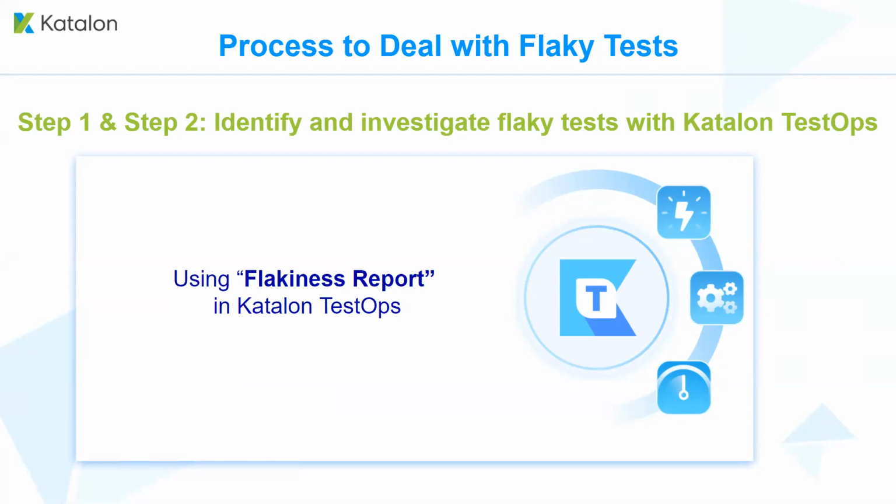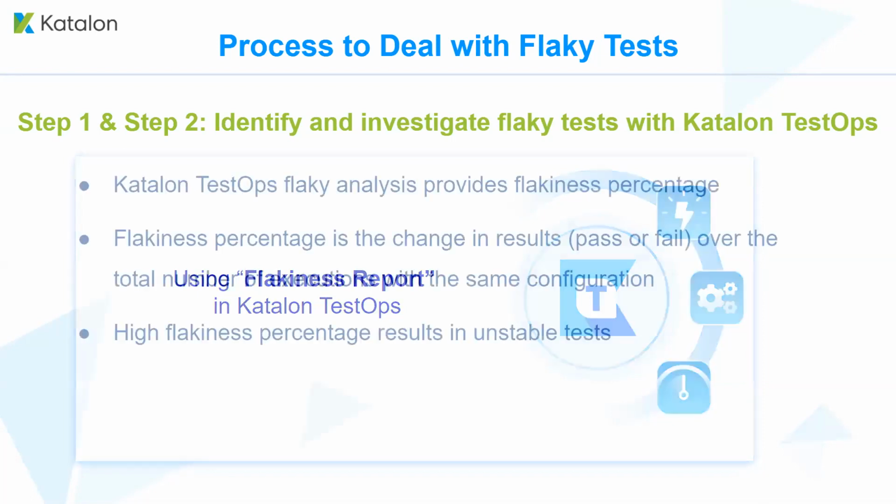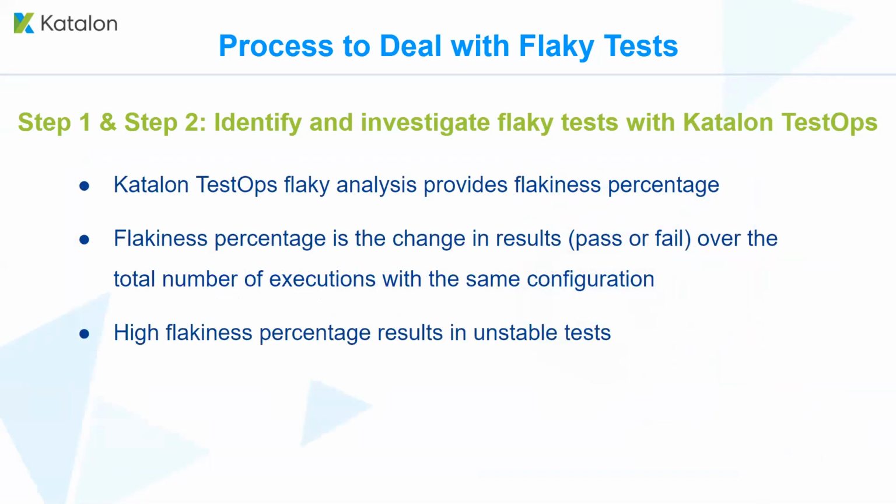The flakiness report is one of the features which indicates the flakiness percentage of different test case runs. That's a sort of intelligence built into this platform, which gives you the flakiness percentage. So, iterating again, Katalon TestOps provides you the flakiness percentage. It does a thorough analysis and provides the flakiness percentage.